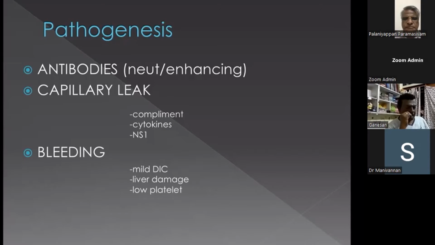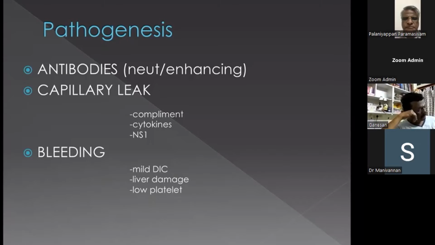So I will repeat, in the pathogenesis, capillary leak is very important. If the leak happens slowly, then we can manage. The child will survive in a nice way. If the capillary leak is massive and sudden, it is very difficult to manage. Same way with bleeding, most of the time we don't see bleeding. If at all, it will be very minor. We don't see major bleeding. But one point to notice, please avoid steroids and non-steroidal anti-inflammatory drugs for viral fever.